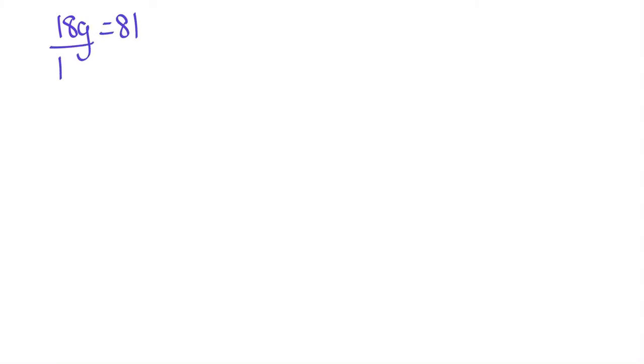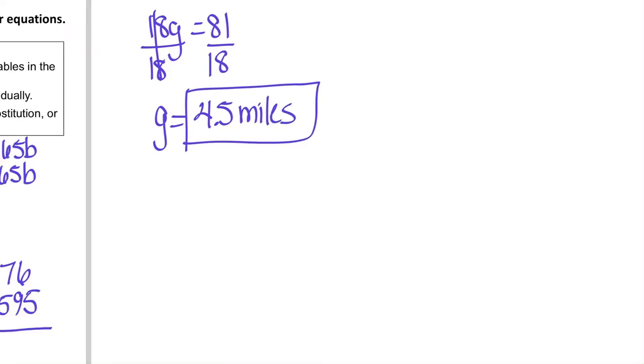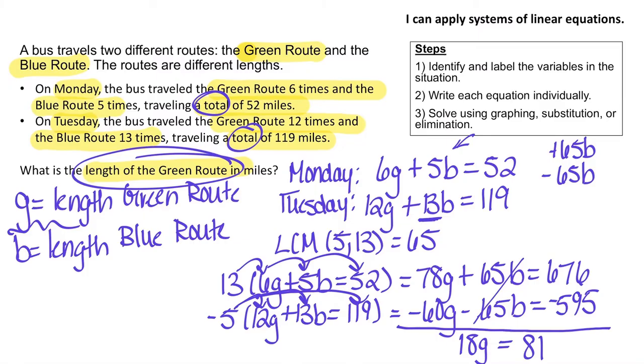Now I need to divide both sides by 18 to figure out the value of g. When I do that, this will cancel. So I have g equals 81 divided by 18, which gives me 4.5. So 4.5 miles is the length of the green route, which is all I need to do to solve this problem. It's not asking me for the length of the blue route, so I don't need to plug back in and find the value of b.